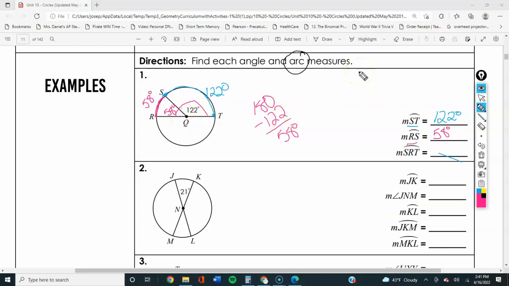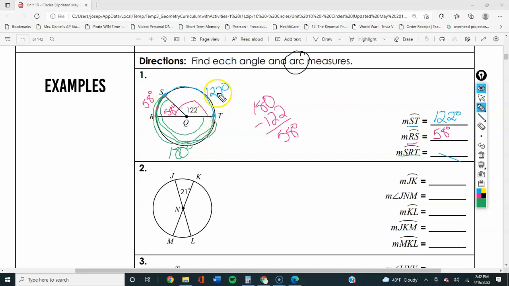All right. One more. Let's go green. Now, lastly, we want to find SRT. So we're finding this length right here. All right. Now, there's multiple ways to approach it. You could say that RT is 180 because it's a semicircle. You could do 180 plus 58, because you're adding this piece and this piece.